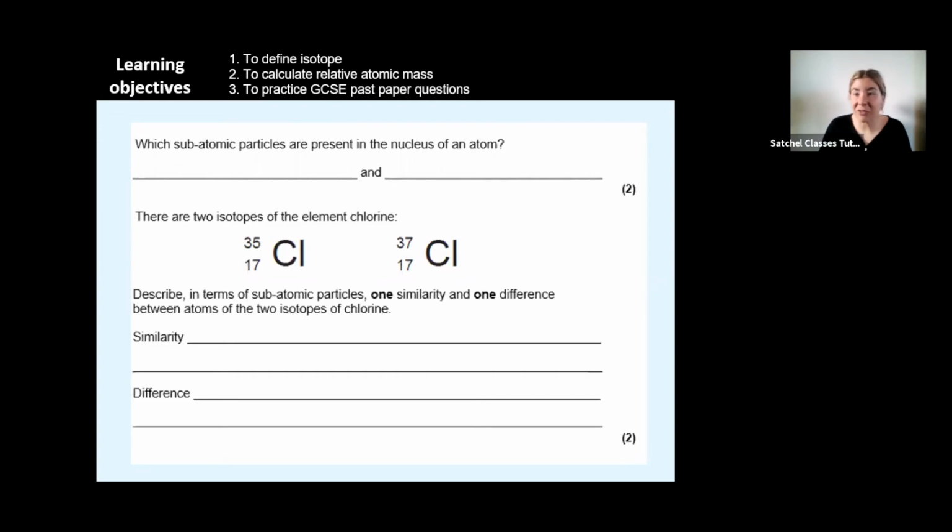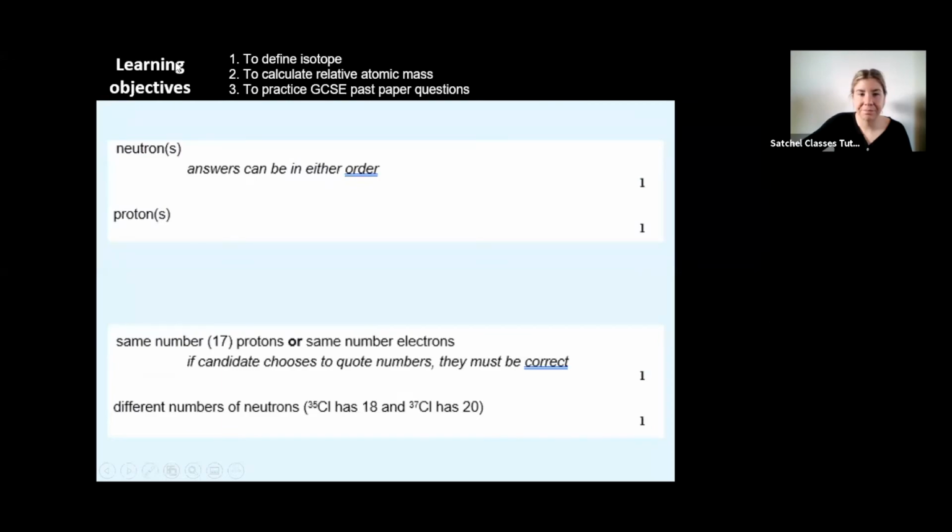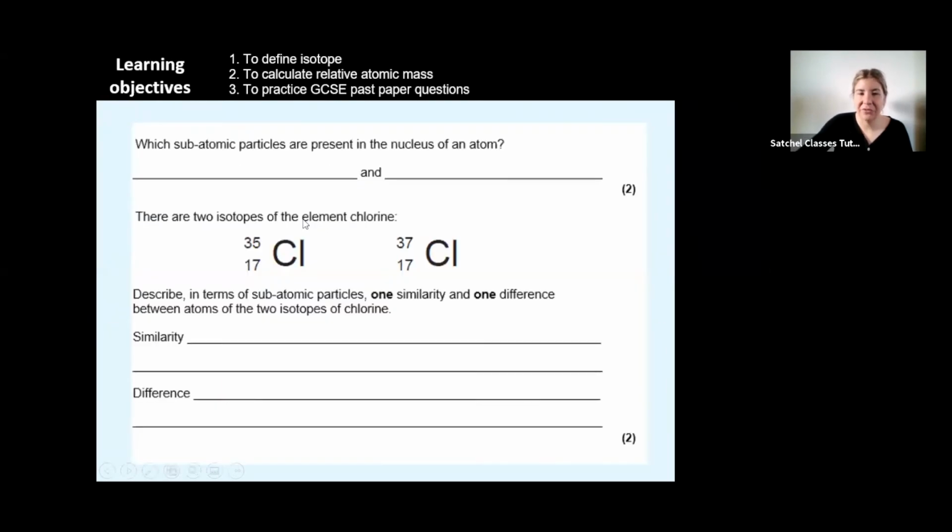Okay, I'm going to reveal the mark scheme now, so make sure that is complete and you've had a go. So the first one, it says, which subatomic particles are present in the nucleus of an atom? Of course, it's protons and neutrons. It doesn't matter which way you get them around, protons and neutrons are correct.